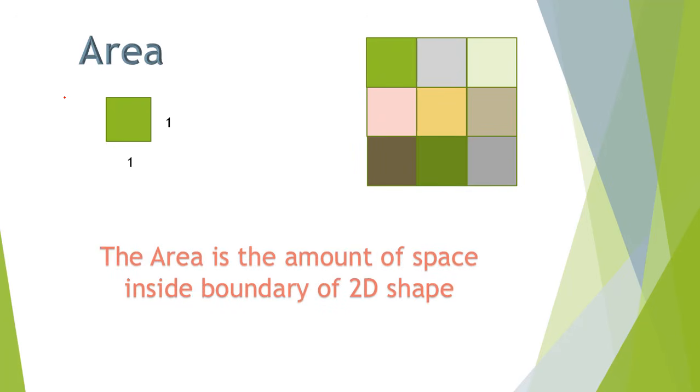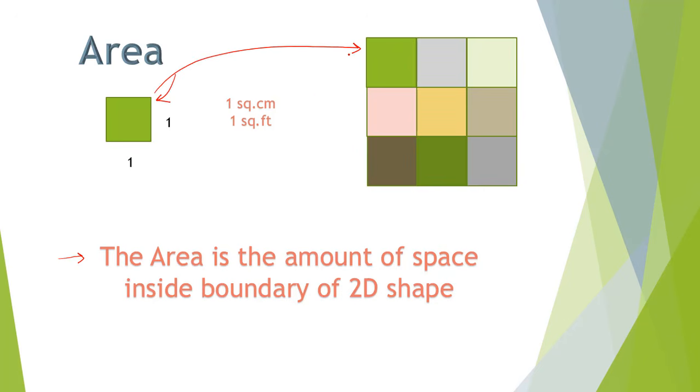Area. The area is the amount of space inside the boundary of 2D shapes. What is the concept behind calculating area? We take a tiny square which could have any measure, like 1 by 1 foot, or 1 by 1 meter, or any unit.